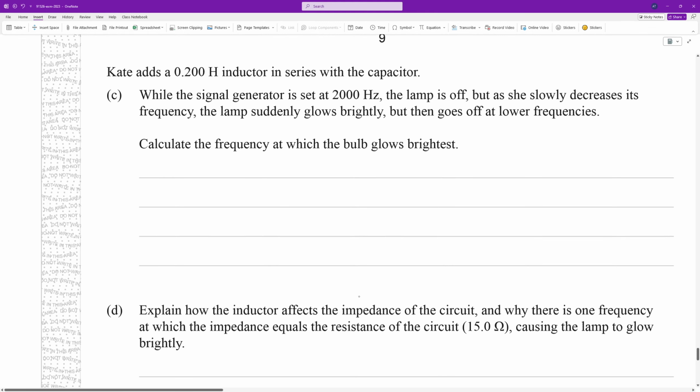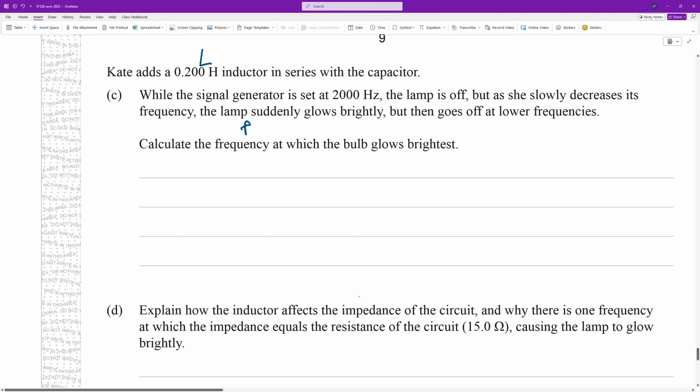All right, on to part C. Okay, Kate changes the circuit, makes it an RLC circuit. She adds an inductor with an inductance of 0.2 henries. And it is set at 2000 hertz. The lamp is off. Okay, but as she slowly decreases the frequency, the lamp suddenly glows brightly, but then it goes off at lower frequencies. Calculate the frequency at which the bulb glows brightest.